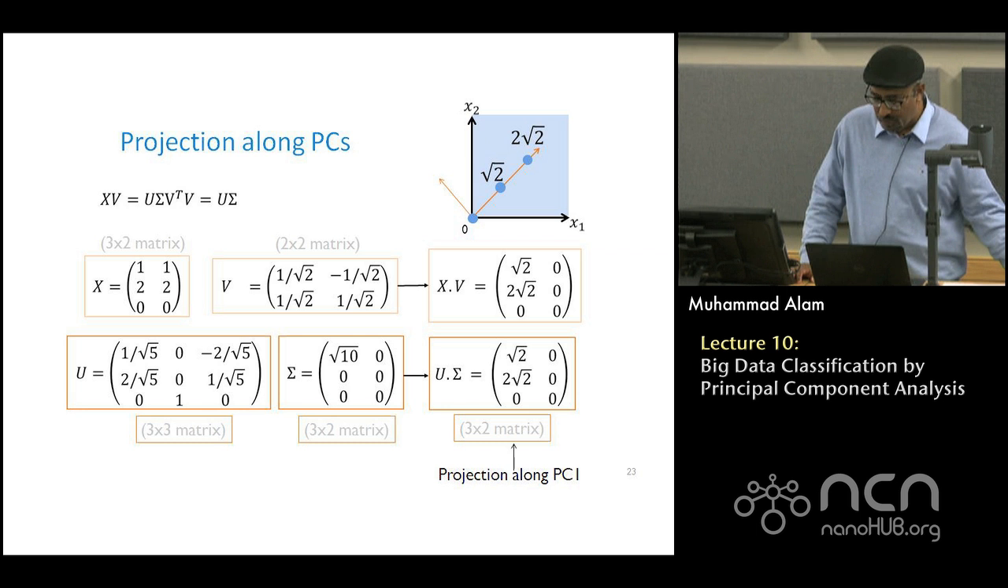And what I did here was a little math. Remember, x was equal to u sigma v transpose. I multiplied on the right by v, and when I multiply on the right by v, v transpose v is 1. So this is u sigma. So this tells you the projected values along the axis. This is what it means.